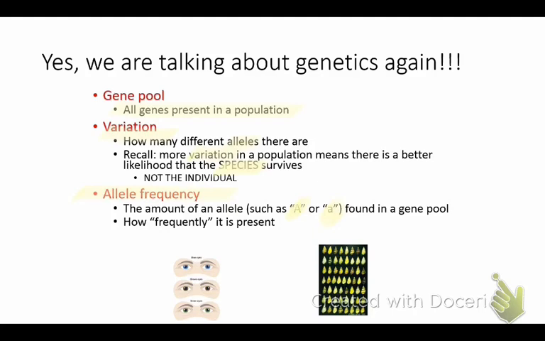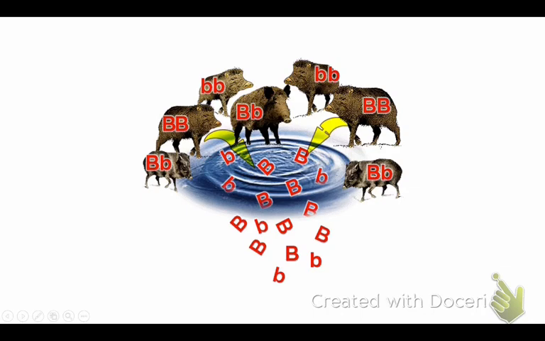So this is an example of the gene pool. You can see these different combinations, right? There's big B, big B, big B, little b, little b, and all of those individual alleles, each letter from each organism contributes to the gene pool, the luck of the draw of those letters.